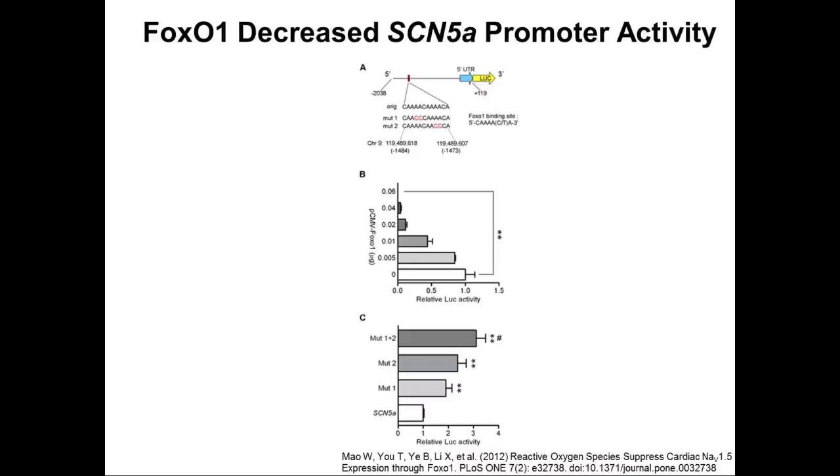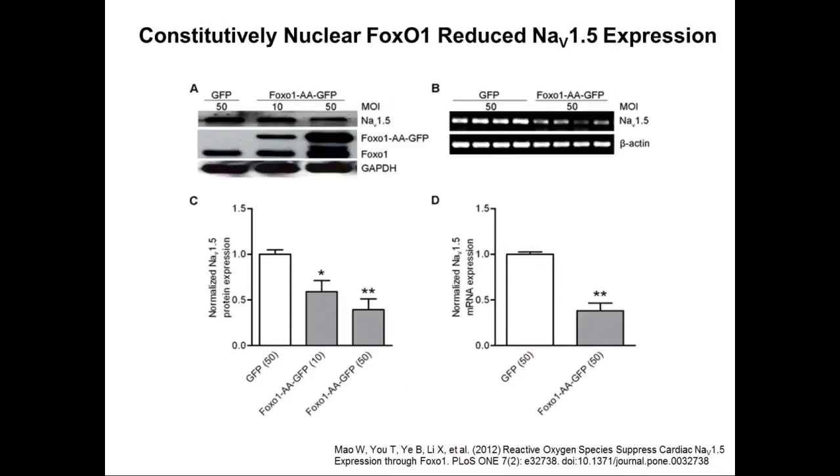So we do mutation analysis. We mutate this particular FOXO1 binding site. As you can see, this promoter activity is reversed and increased by these two mutants. We also overexpress this protein in the HL1 cells. As you know, HL1 cells originate from mouse atrial cells, actually immortalized to a cell line.